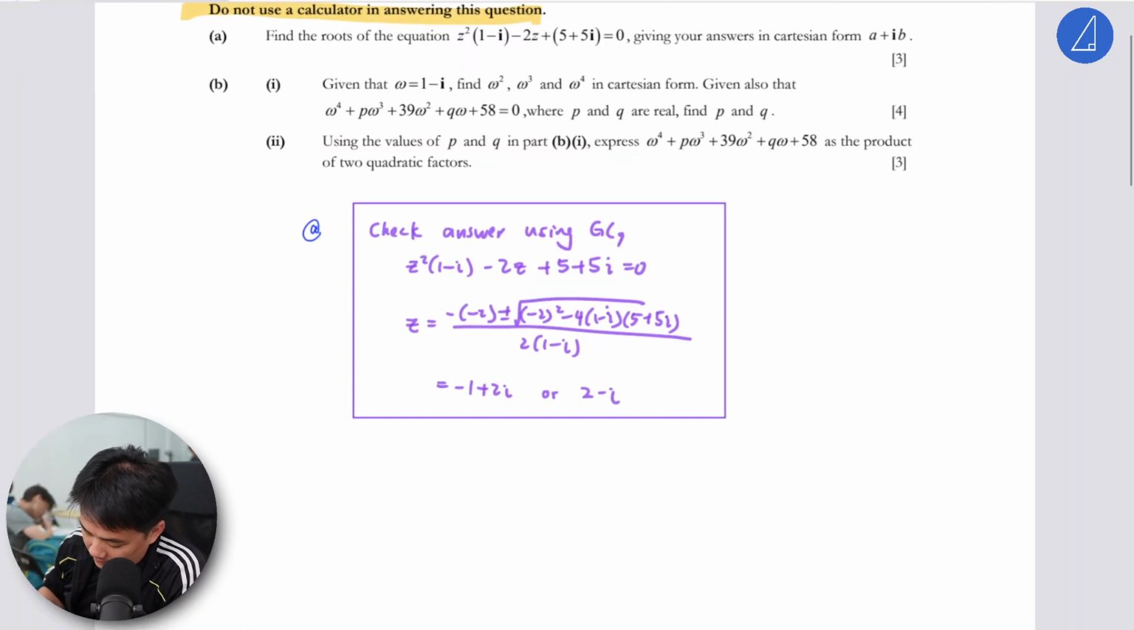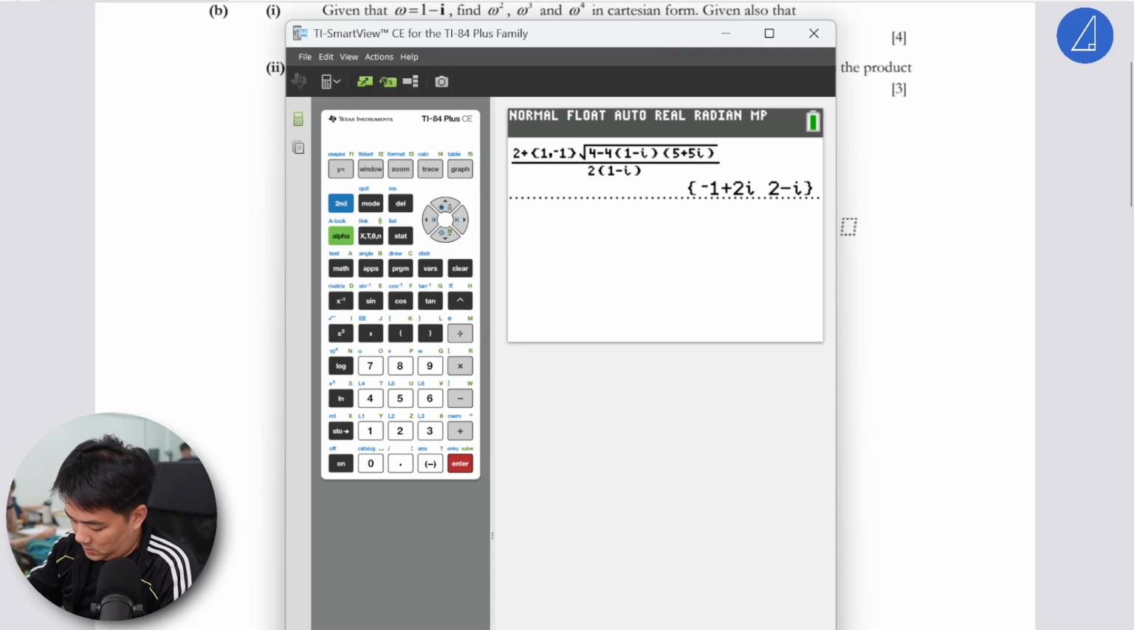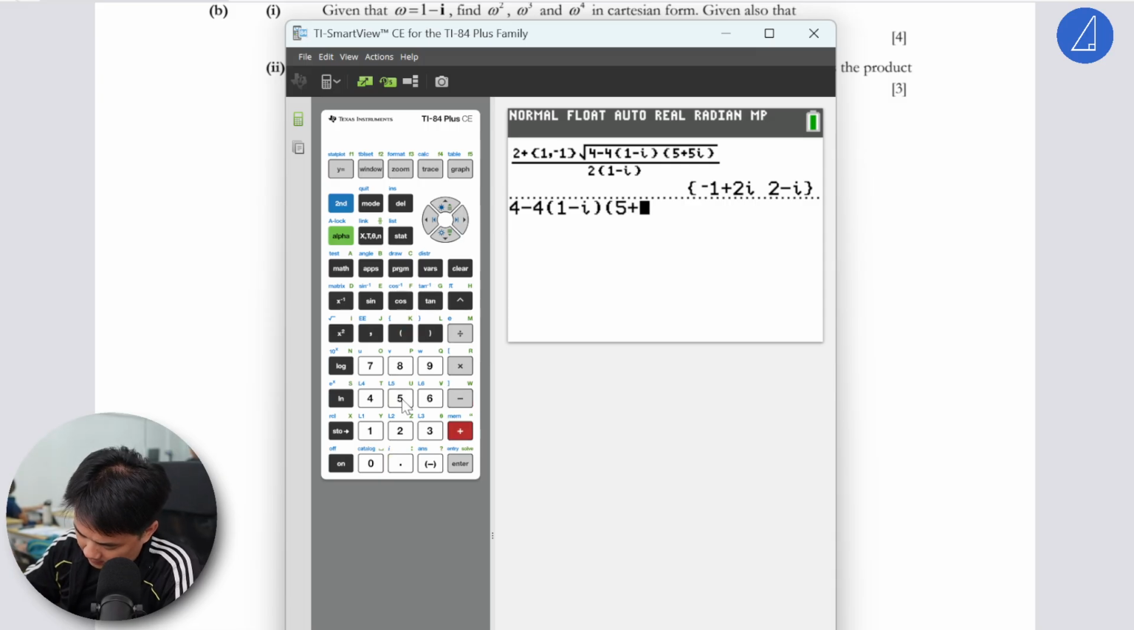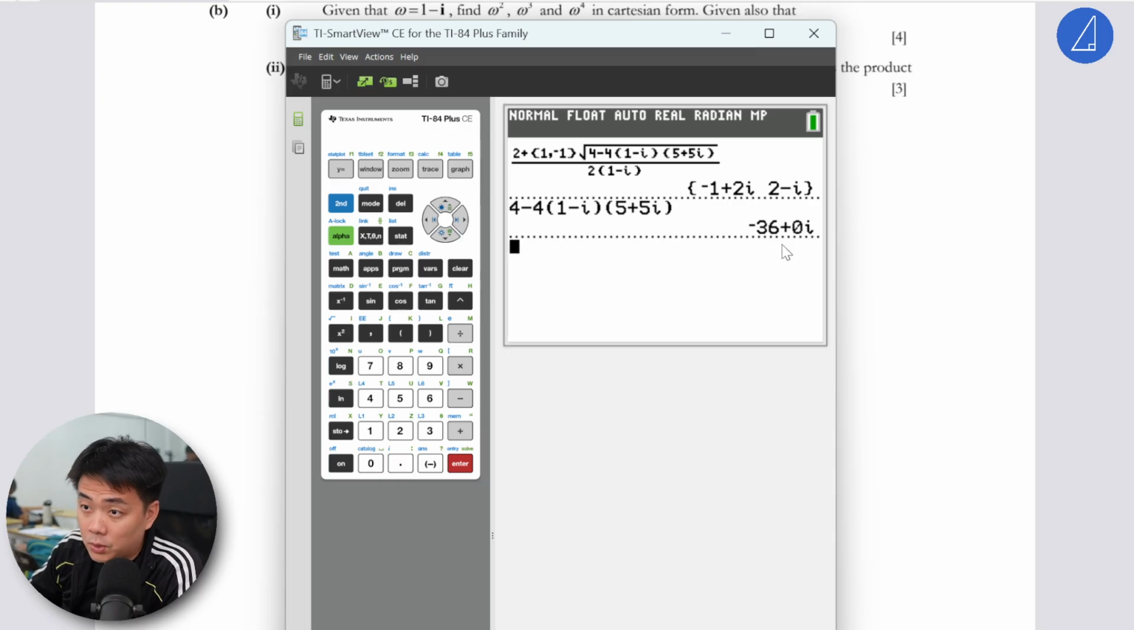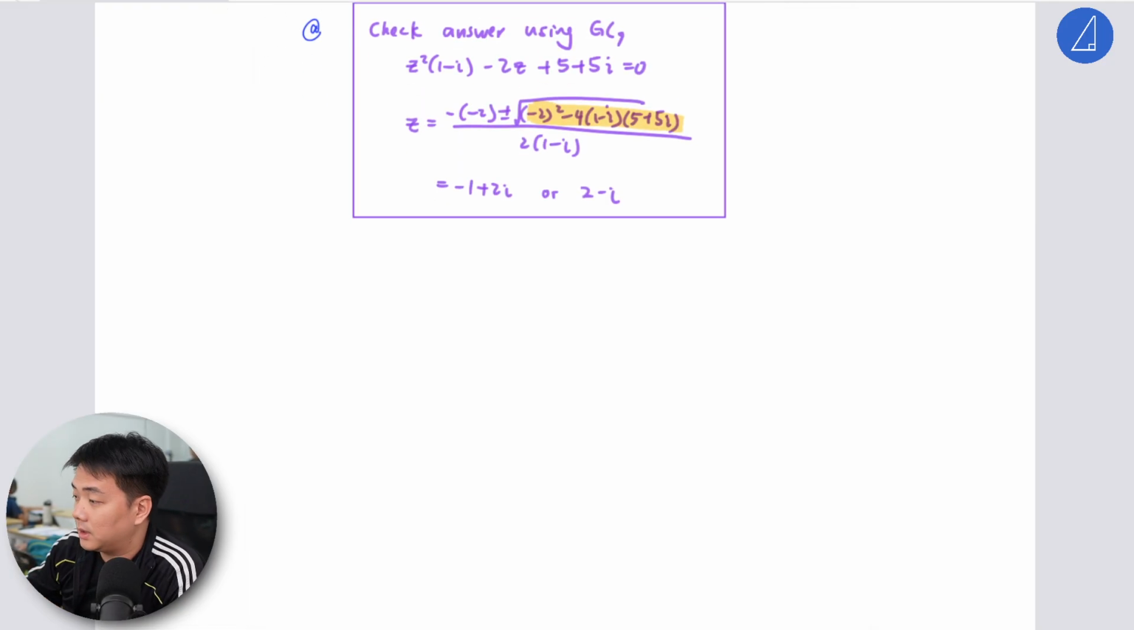So we could just start by doing the same thing. Maybe we just check what the value inside the root is, the discriminant. Keying in 4 minus 4, 1 minus i, 5 plus 5i, it gives us negative 36, which is good, because if we were to expand it, then we could actually find the solution straight. Without using a calculator, we can do that.